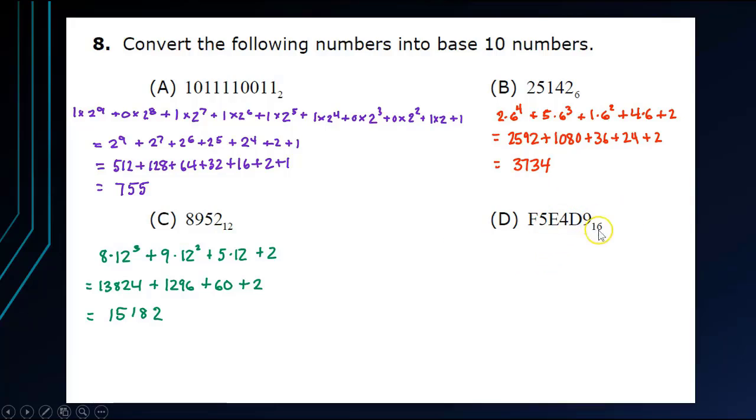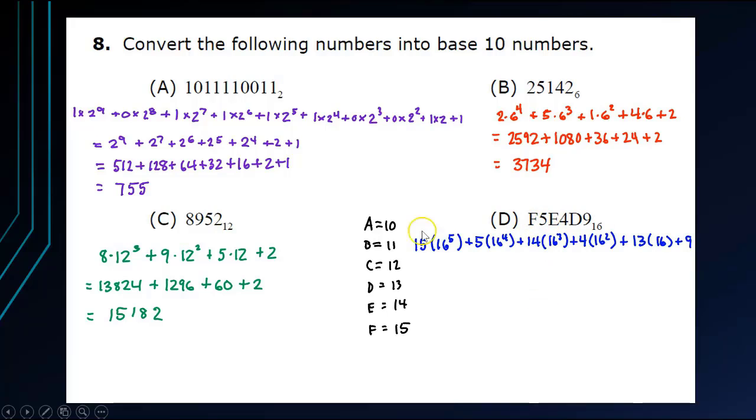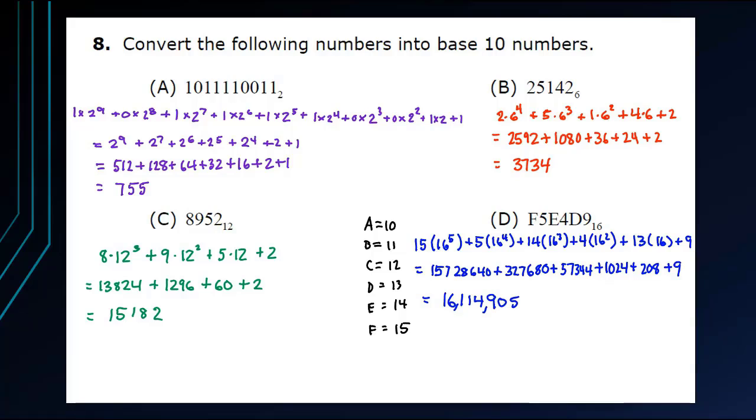And so when I look at these numbers here, the 5, the 4, and the 9 still represent themselves. The D is 13, the E is 14, and F is 15, I believe. And so this is my 1s, this is my 16s, my 16 squares, my 16 cubes, my 16 to the 4ths, my 16 to the 5ths. So I have 15 16 to the 5ths, I have 5 16 to the 4ths, I have 14 16 cubes, 4 16 squares, 13 16s, plus 9 units. And that's what the numbers come out to be. When I add it all together, I get 16,114,905.